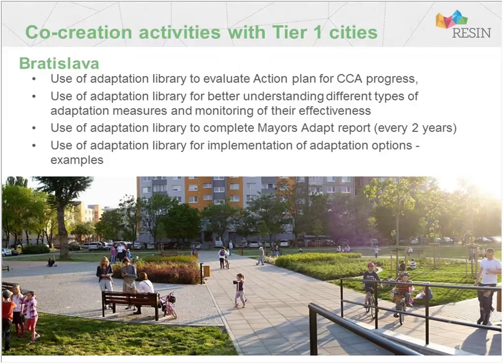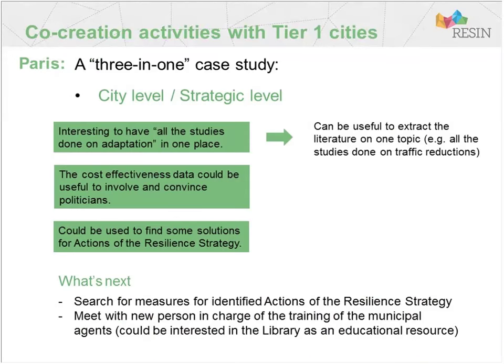And also they want to use the library to have some examples of the implementation of adaptation options. So they want to have some additional information which can be extracted from the library, or even one can see which is the main paper reference in the library and go to the paper in order to have additional information which can be useful for implementation of one specific adaptation measure. So this is some conclusion we got from the feedback with Bratislava.